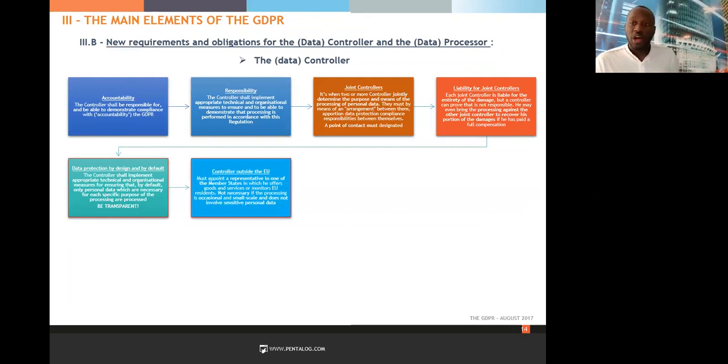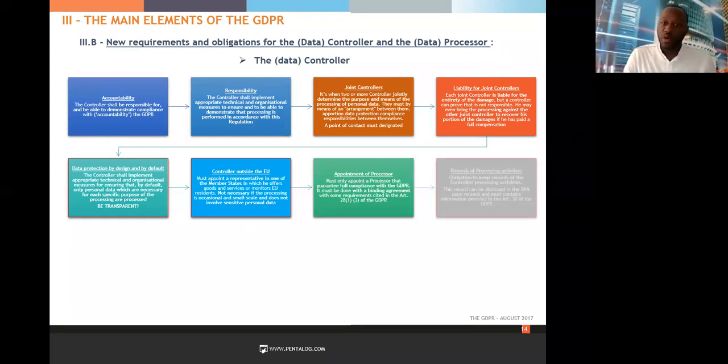And the controller outside the EU: if you are watching this and you are outside the European Union and you are running businesses in Europe, in many states, you must appoint a representative in one of the member states in which you are offering goods and services or monitoring EU residents. But remember, this is not necessary when your processing is occasional, small scale, and doesn't involve sensitive personal data.